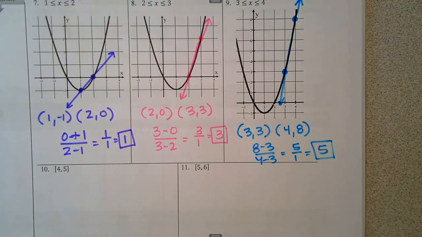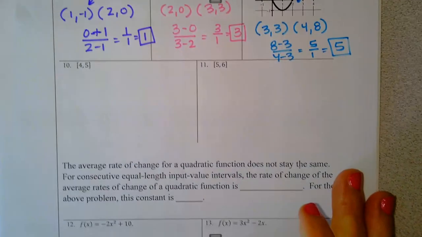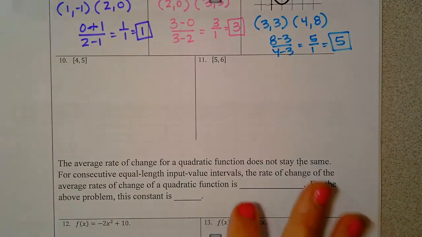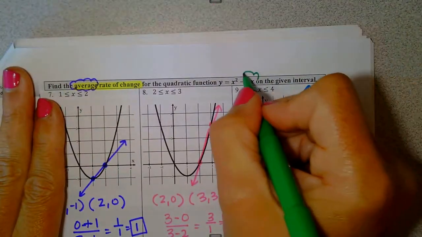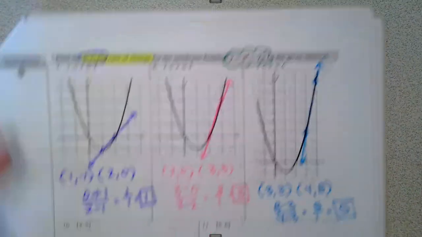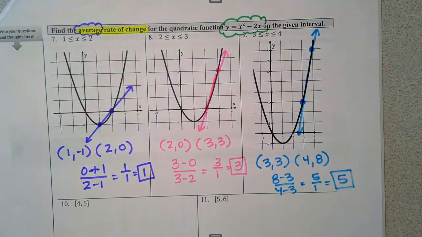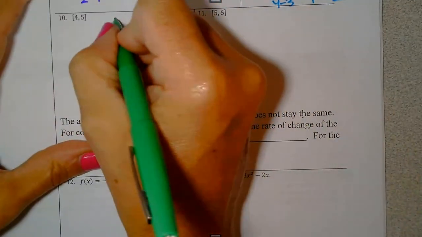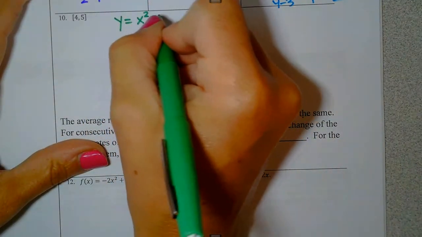Yeah, it just keeps getting steeper and steeper, doesn't it? Okay, it is 7, right? Yes. So here's the equation. Now they don't give us graphs. They want us just to do it from this interval. So x squared y equals x squared minus 2x.